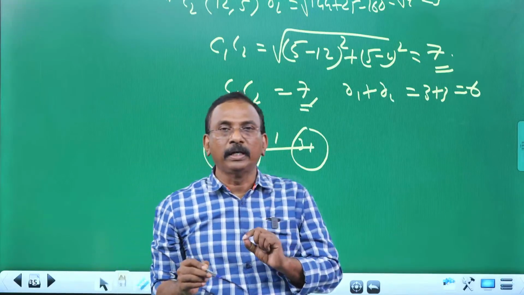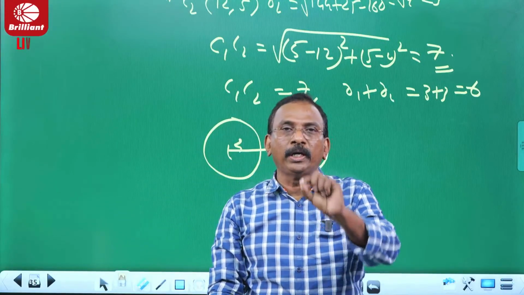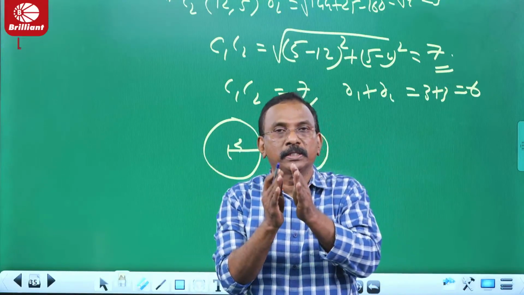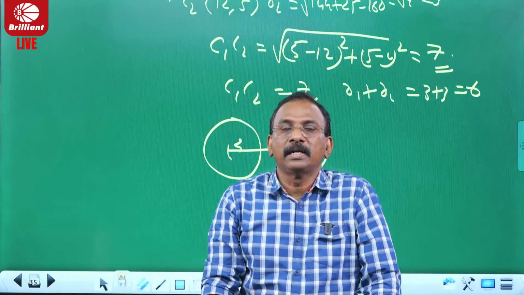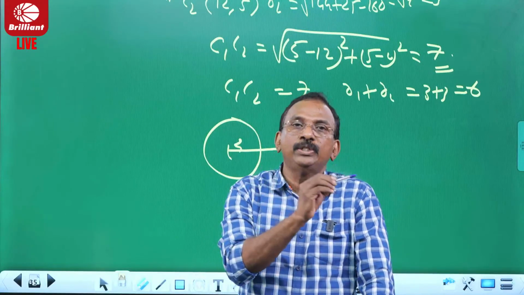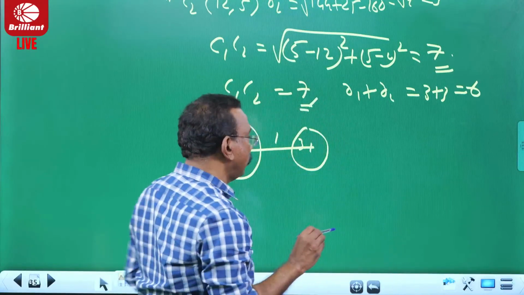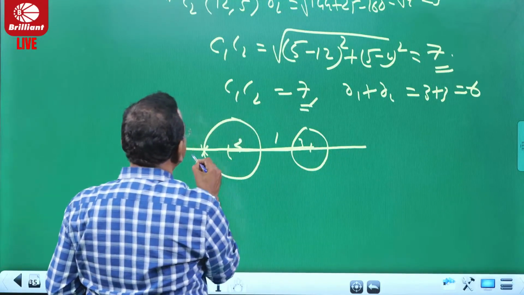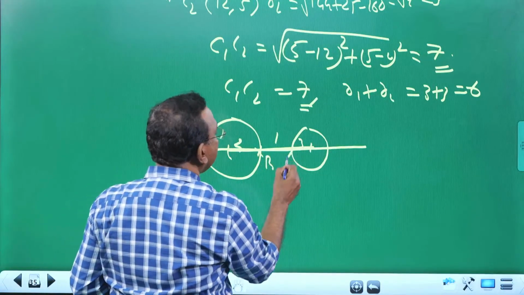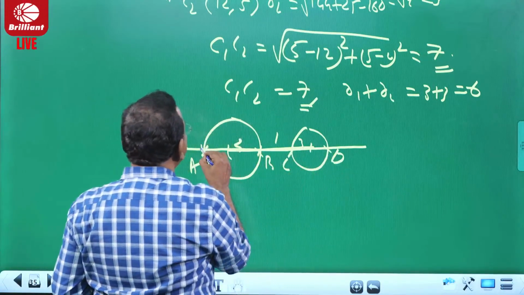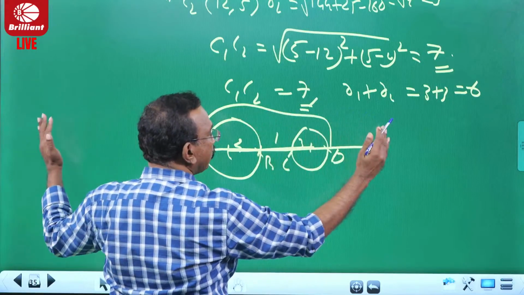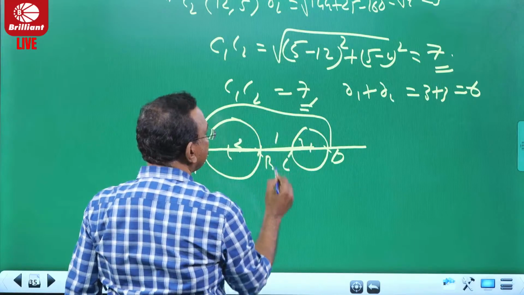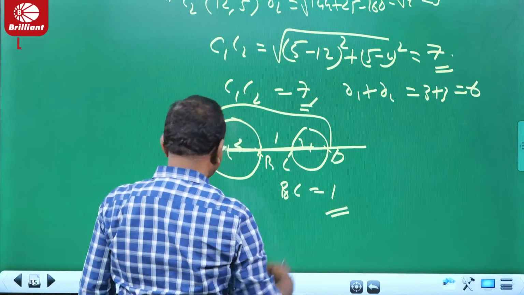Now carefully read the question. P1 is a point on the first circle and P2 is a point on the second circle. You want to find the minimum distance. The minimum and maximum distances lie along the line joining the centers of the circles, because it is the common normal. You can see there are 4 points: A, B, C and D. Then A and D give the maximum distance between any 2 points on the circles, and B and C give the minimum distance. So the minimum distance is equal to 1. So B, which is 1, is the answer to that problem.